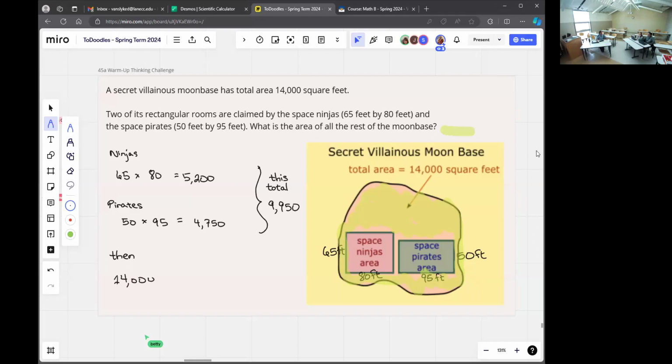Is that either what you two did or were thinking about doing? It left us with 4,050. 4,050. Okay, I've left some space for the labels.